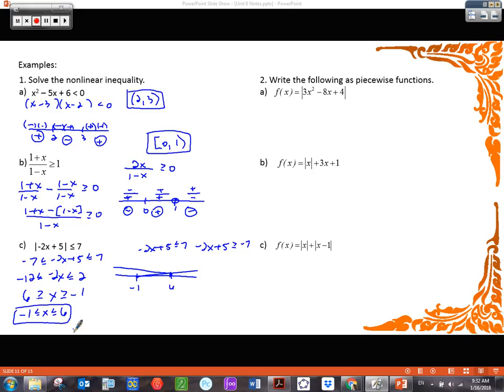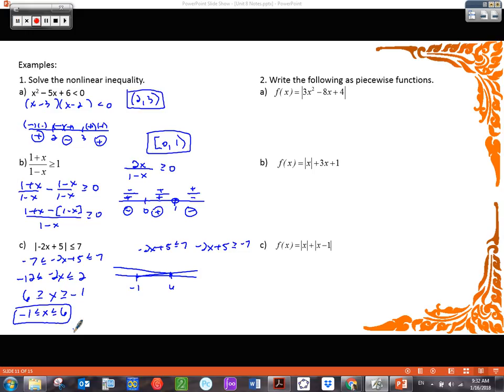What if we were doing a greater than? What would our answer be? All real numbers, -infinity to infinity, right? All real numbers, because it would be a greater than or an or. So just be cautious, okay?